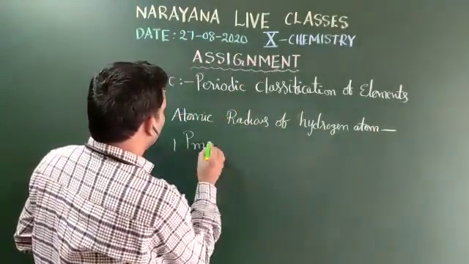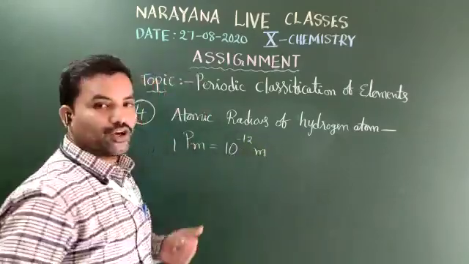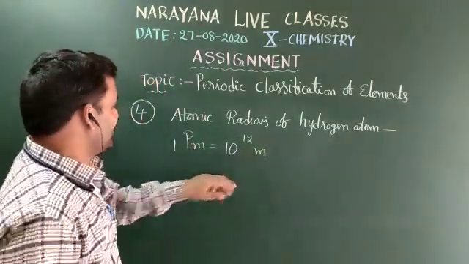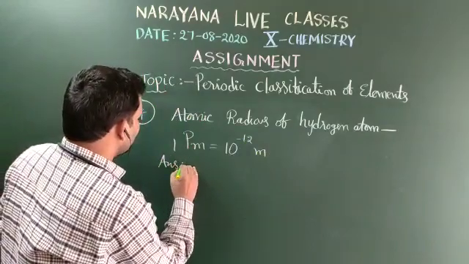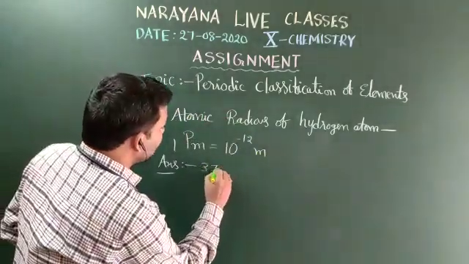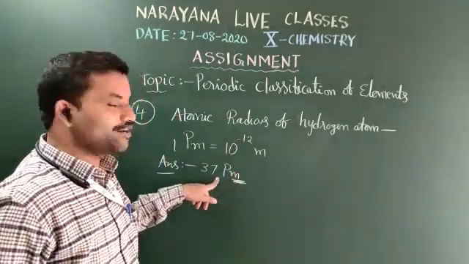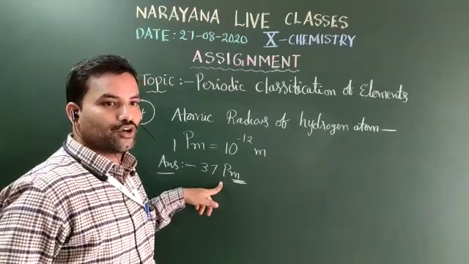Here you know that 1 picometer equals 10 power minus 12 meters. The answer for this question is that the atomic radius of a hydrogen atom is 37 picometers.